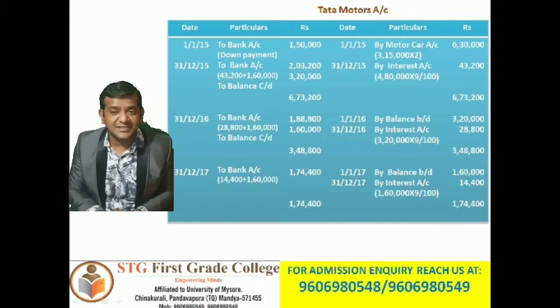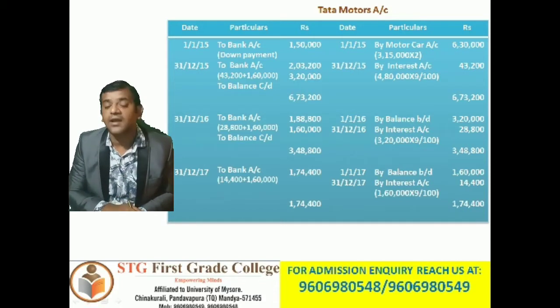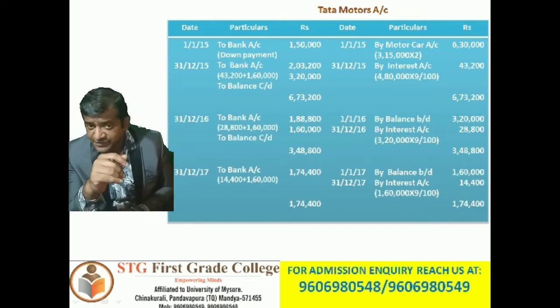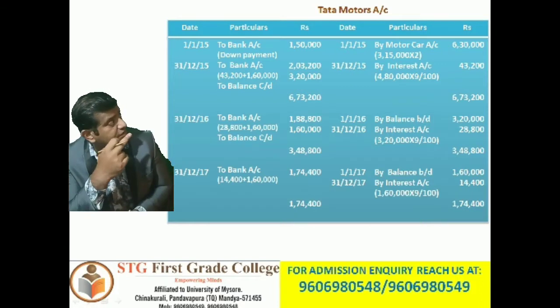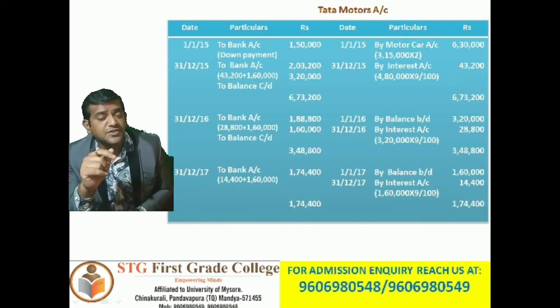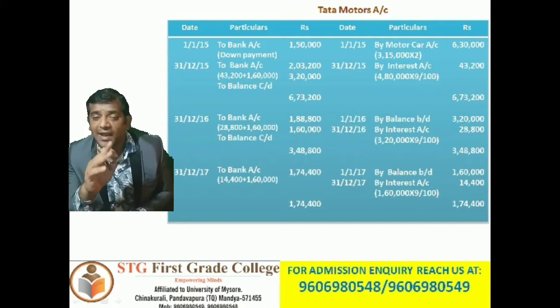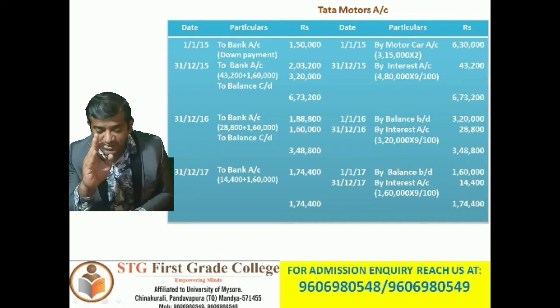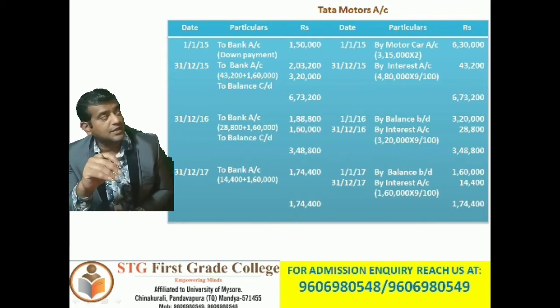So 43,200 interest. Now total the credit side. So credit side you are going to get 6,73,200. Again come back to the debit side. On the last day of the year, that is year end date 31st/12/2015, to bank account. So that is interest 43,200 plus the installment amount I am supposed to pay, that is 1,60,000. So 1,60,000 plus 43,200 comes to 2,03,200. Now deduct out of 6,73,200: minus 1,50,000 down payment, minus 2,03,200, that is first installment paid. So the balance is 3,20,000, which we call balance carried down. So we got the closing balance on the debit side, and that should be brought down to the credit side.